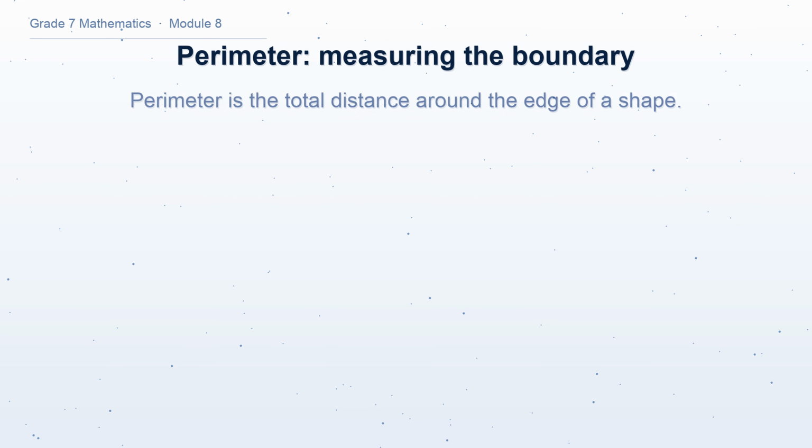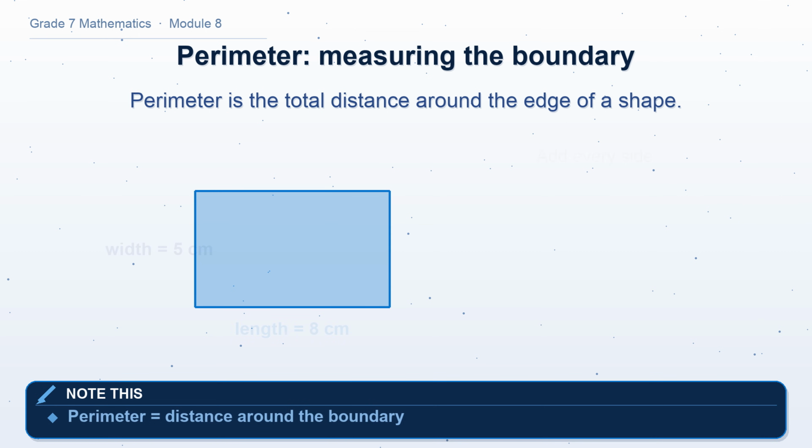Let's start at the edge of a shape. The perimeter is the total distance all the way around its boundary. To find it, we add the length of every side. This rectangle is 8 centimeters long and 5 centimeters wide. Going around, we add 8 plus 5 plus 8 plus 5.